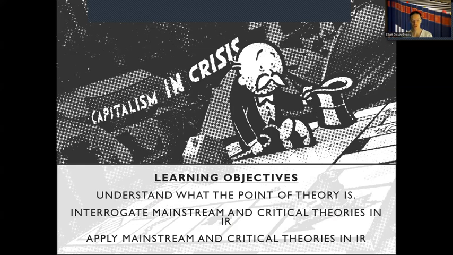Learning objective two: we want to interrogate these mainstream and critical theories in IR. This is where the more advanced aspect comes in. It's not just understanding building blocks, which, from my experience of other international relations courses here at Monash, have been done very briefly and superficially. So we're going to go into the fundamentals at a much deeper level, but then also touch on the advanced aspects of it.